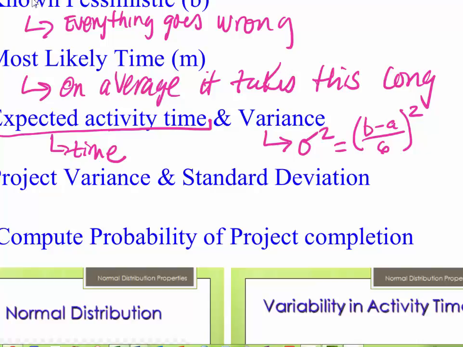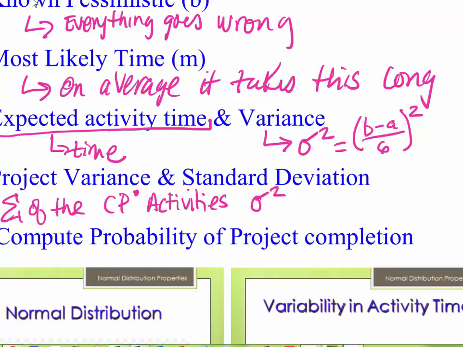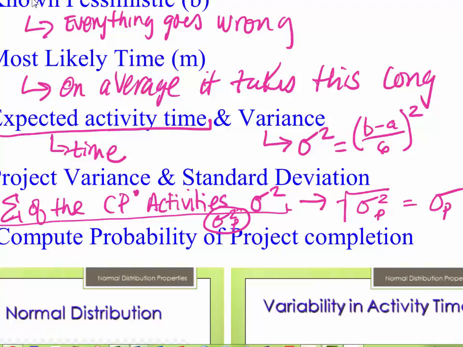Now, the project variance and standard deviation is going to be calculated as the sum of the critical path activities' variances. Then we'll take the square root of that, and that's going to give us the project standard deviation. By summing the critical path activities' variances, this will be the project variance. When we take the square root of the project variance, we get the project standard deviation, which is ultimately what we're after.